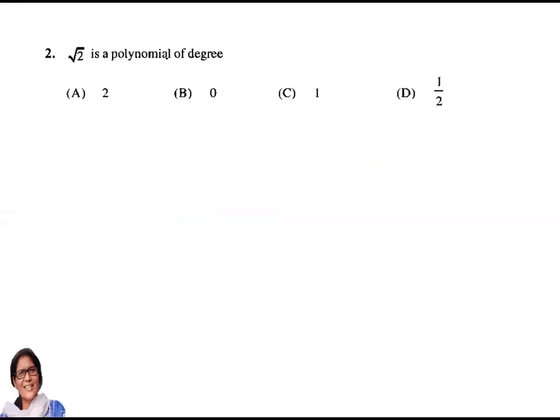Root 2 is a polynomial of degree what? Degree 2, degree 0, degree 1, degree half. Root 2 means उसके आगे कहाँ है x? Where is x? x is not there, means x is 0 degree. So it is a degree 0.